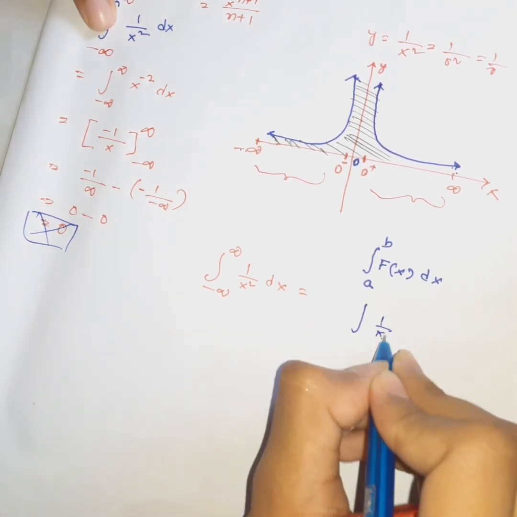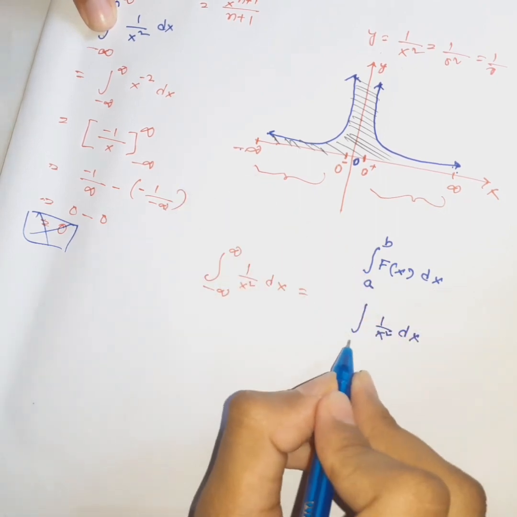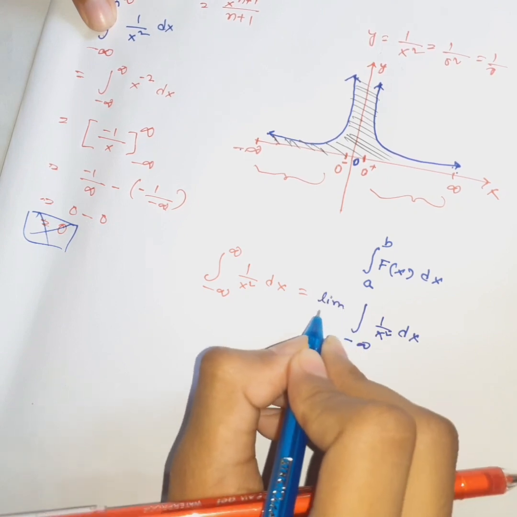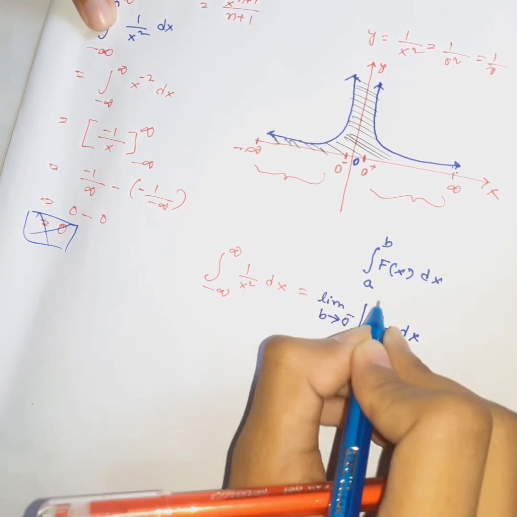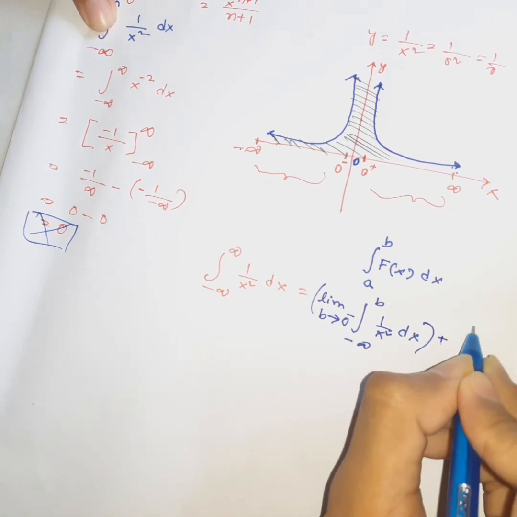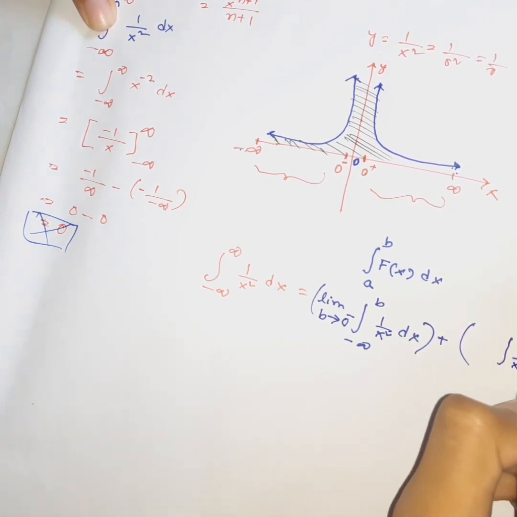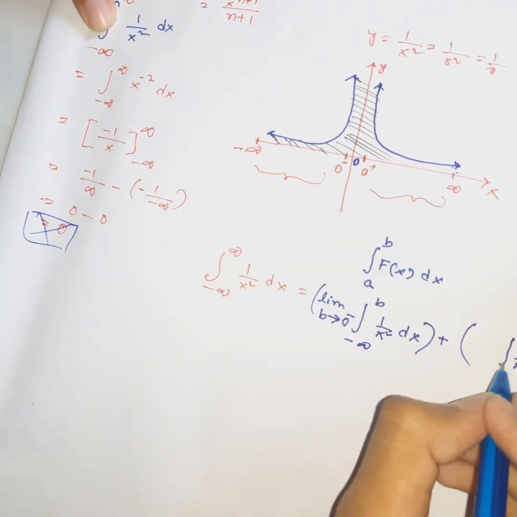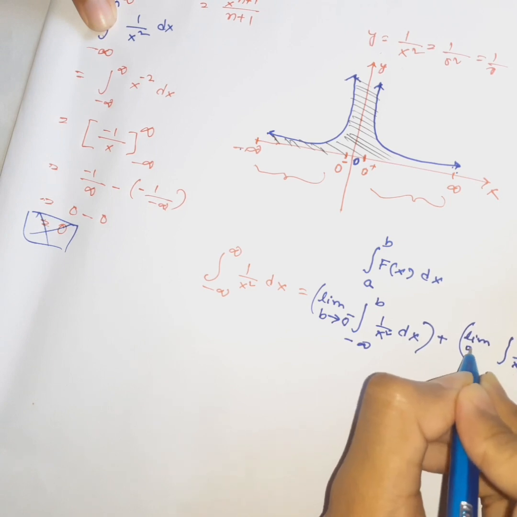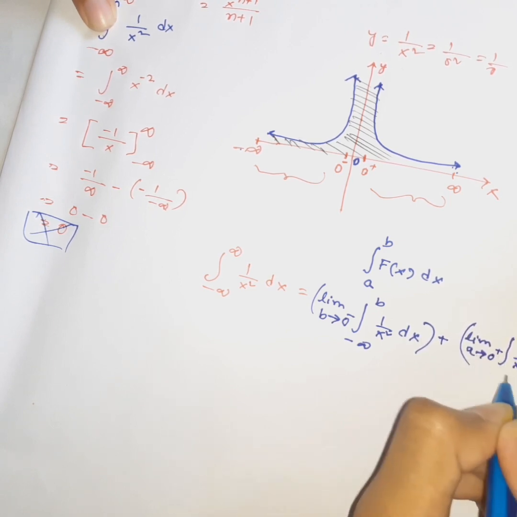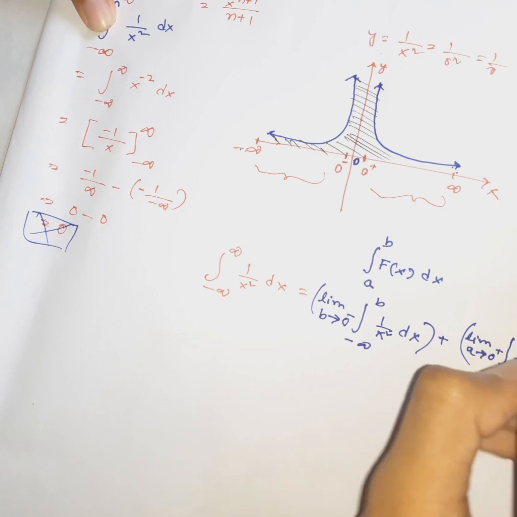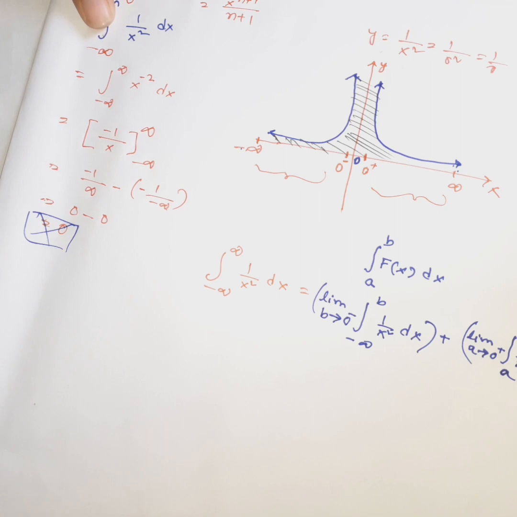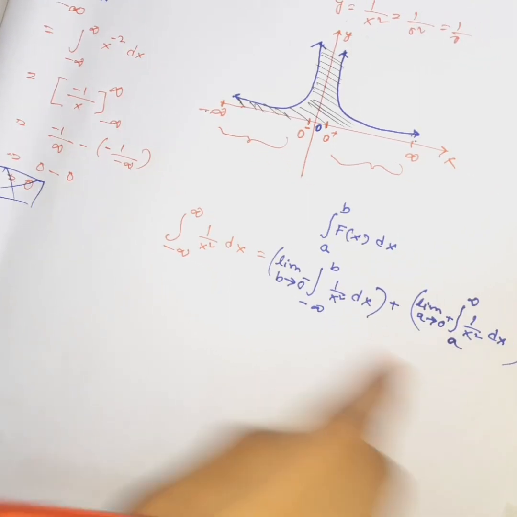First, from negative infinity to 0 minus. Now to define 0 minus, you need a limit. Now a variable, suppose b, goes to 0 minus, and here b, plus again 1 over x square dx. Now you are integrating from 0 plus to infinity, so to define 0 plus, again you need a variable, suppose a. You can use any other alphabet you like, to infinity. Now first let's work with this first. After that we will see the second part.